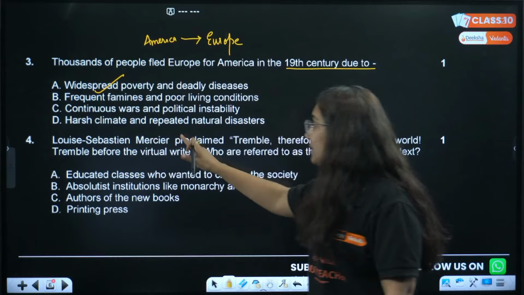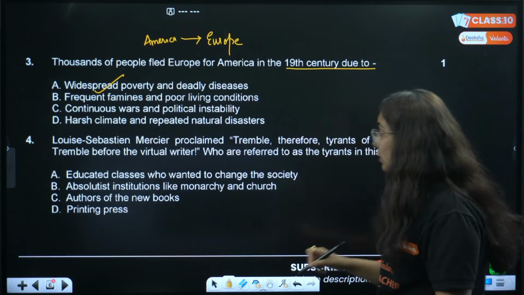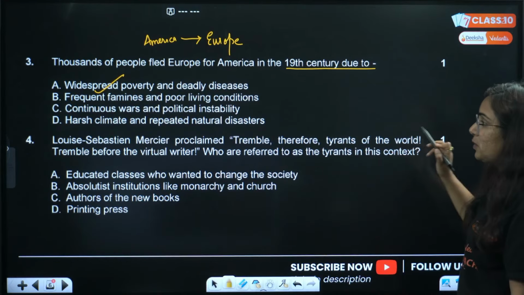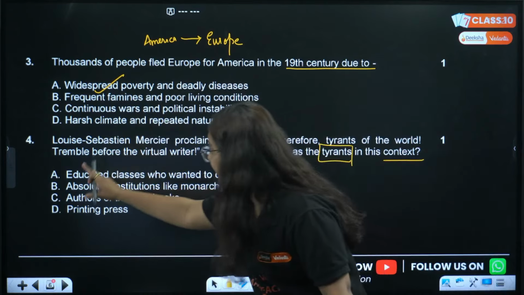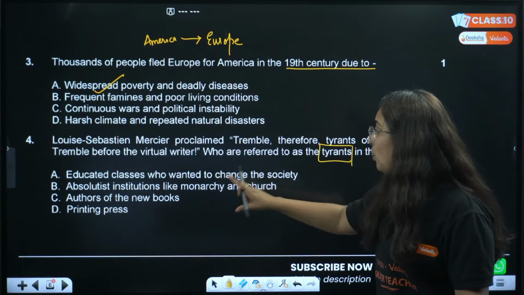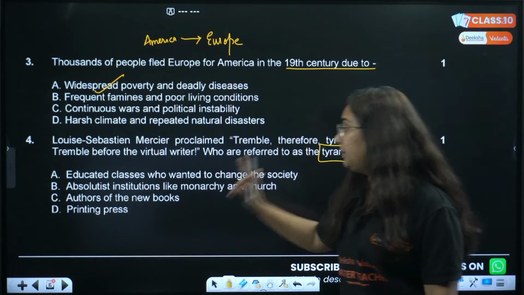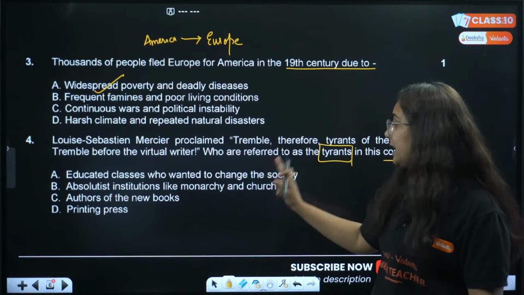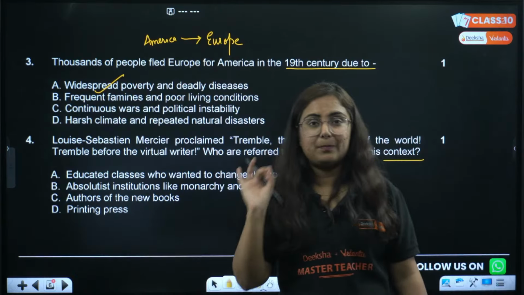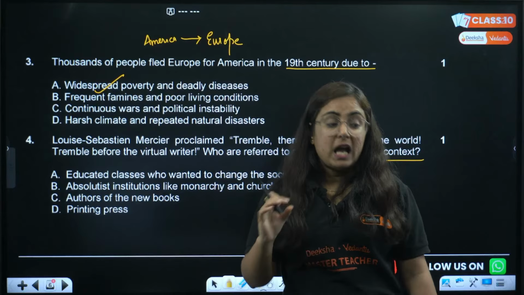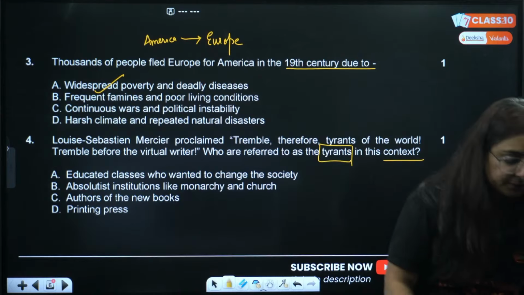Louis Sebastian Mercier proclaimed, "Tremble therefore, tyrants of the world, tremble before the virtual leader." Who are referred to as tyrants in this context? Option A, educated classes who wanted to change the society. B, absolute institutions like monarchy and church. C, authors of the new book, or D, printing press. What do you think? And this chapter is from where?